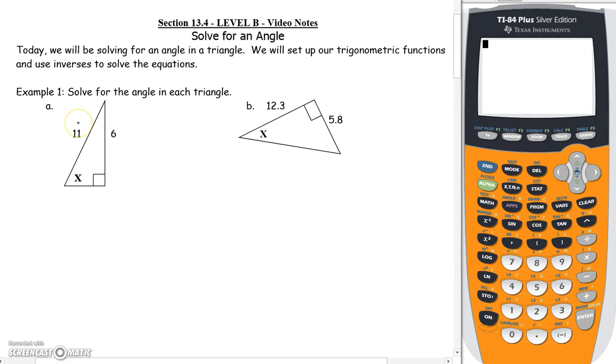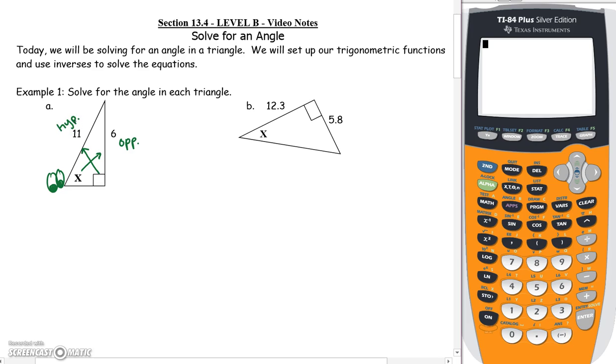In example 1a, it says solve for the angle in a triangle. So we're going to go ahead and solve for angle x. Before we do that, I like to put my eyes here so that I know that I'm looking through this triangle through the eyes of x. And I know that x is opposite of me because it's across, so this is my opposite side. And I know that since 11 is across from 90 degrees, 11 is going to be my hypotenuse.